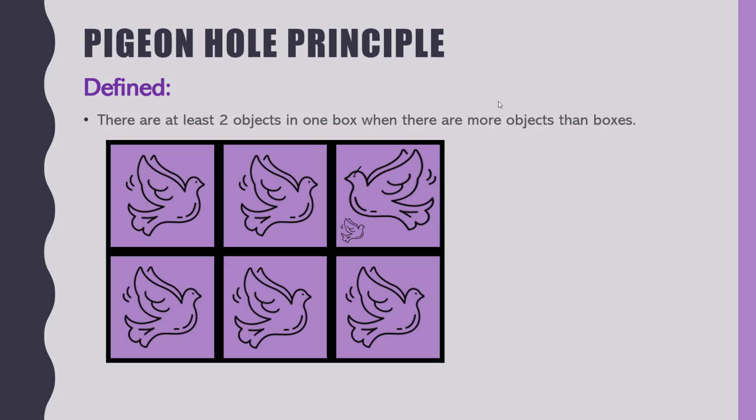So again, there are at least two objects in one box when there are more objects than boxes. How many objects do we have? 7. How many boxes do we have? 6. So we have a collision. There are more objects than boxes, therefore one of the boxes will have at least 2. I could have put all of the pigeons in one box, and it would still be true that I had at least 2 in one of the boxes. All right, that's the pigeonhole principle.